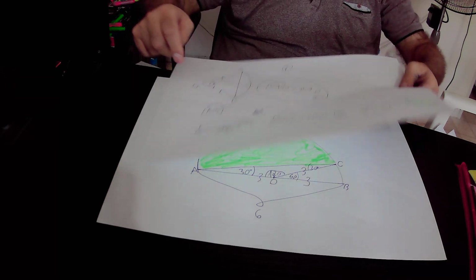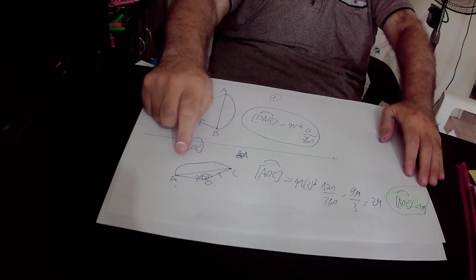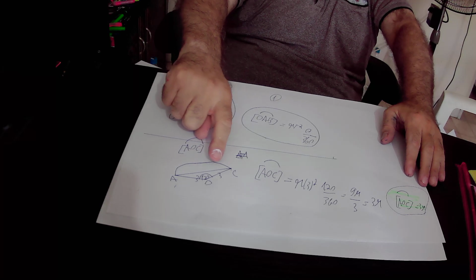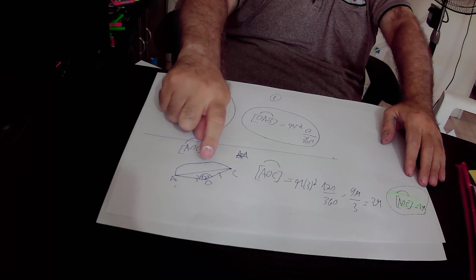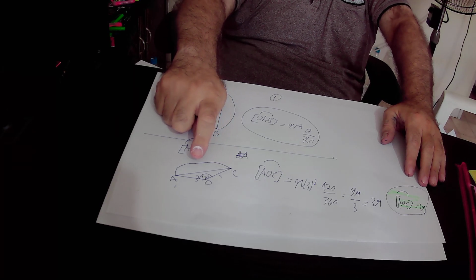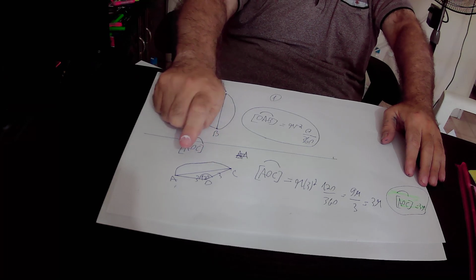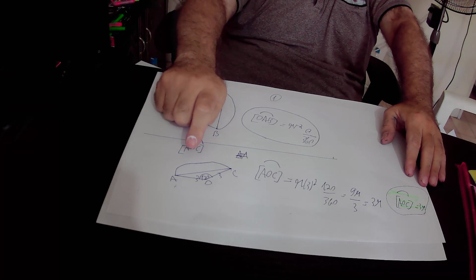We implemented the new formula in order to find the area of sector AOC. So I copy sector AOC here. This is sector AOC. AO and OC are both radii of the circle, equal to 3 units. The angle between the legs of sector AOC is 120 degrees.